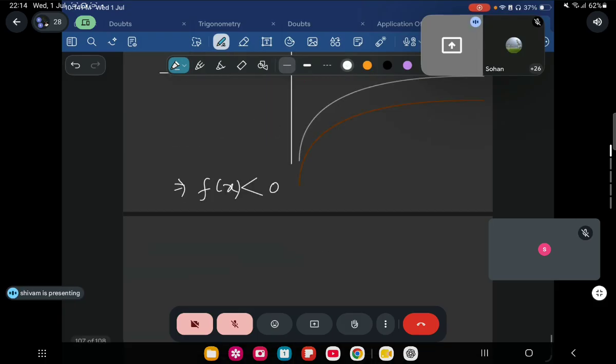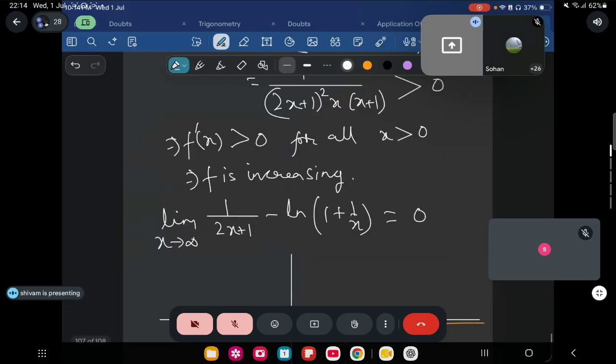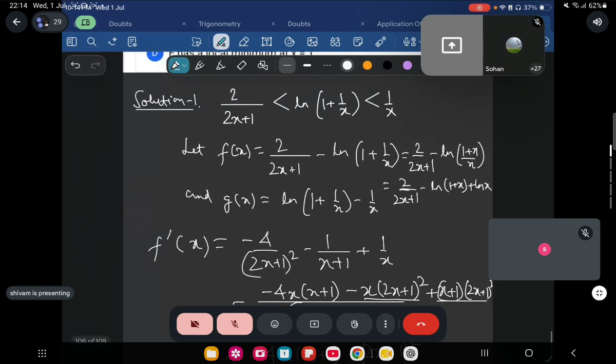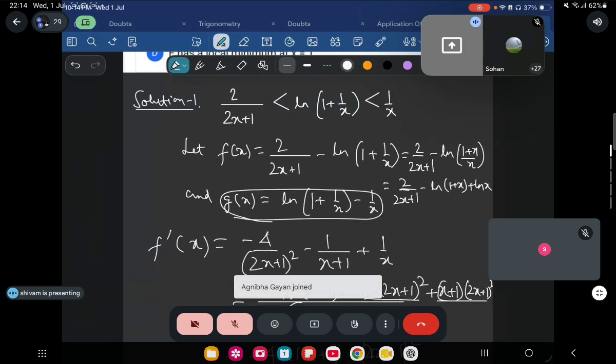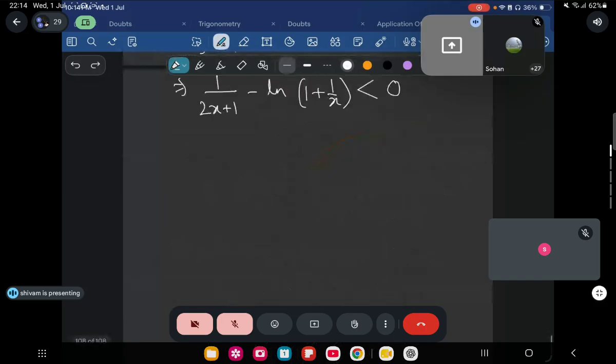Once you understand that f of x is less than 0, this implies 1 by 2x plus 1 minus ln 1 plus 1 by x is less than 0. So see, one part of the inequality is done. Is it clear? Let us find out g dash x. This is g of x, ln x plus 1 by minus ln x minus 1 by x.